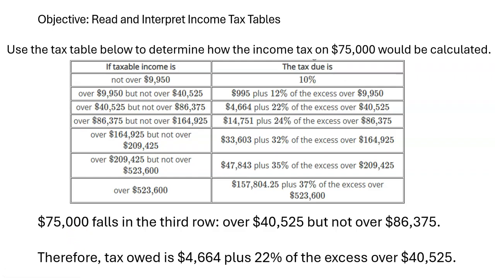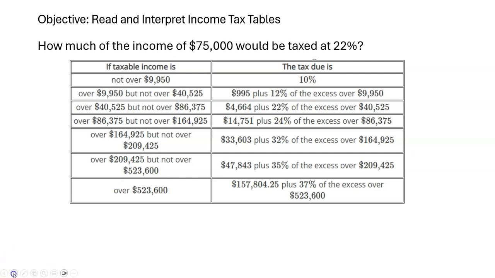Therefore, to calculate the income tax on $75,000, we would take the $4,664, there's that base amount, plus 22% of the excess over $40,525. That is how we would calculate the income tax. All right, let's do this. So how much of that income of $75,000 would be taxed at that 22%?